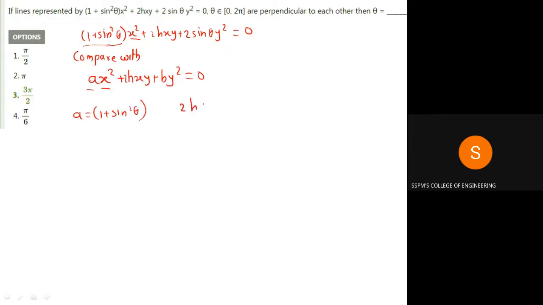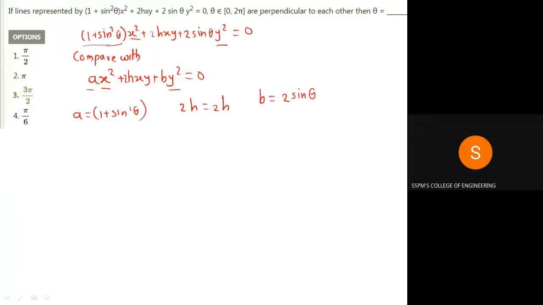Similarly, 2h is equal to 2h. Okay. Now see, and b is equal to what? b is the coefficient of y square. What is the coefficient of y square? It is 2 sine theta. b is equal to 2 sine theta.